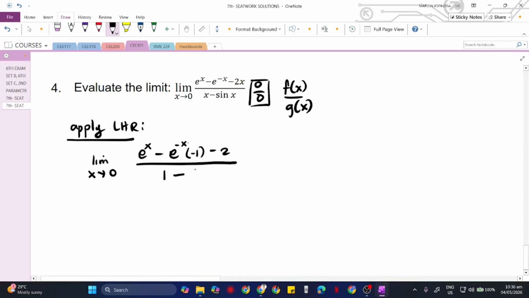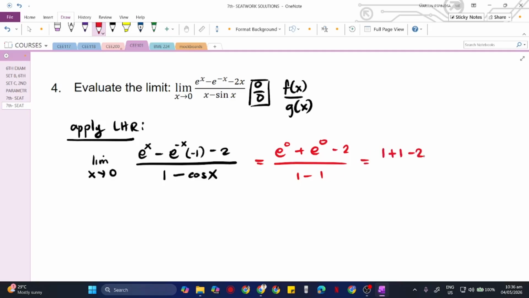Minus, the derivative of the sine of x is cosine of x. Now, that we can try, no? We can try. Check natin. Okay, this is basically magiging positive. So, e raised to the power of 0 plus e raised to the power of 0, minus 2, all over 1 minus cosine 0 is simply 1. So ito magiging 1 plus 1 minus 2 all over 0. Indeterminate pa rin, 0 over 0. That is still an indeterminate form.